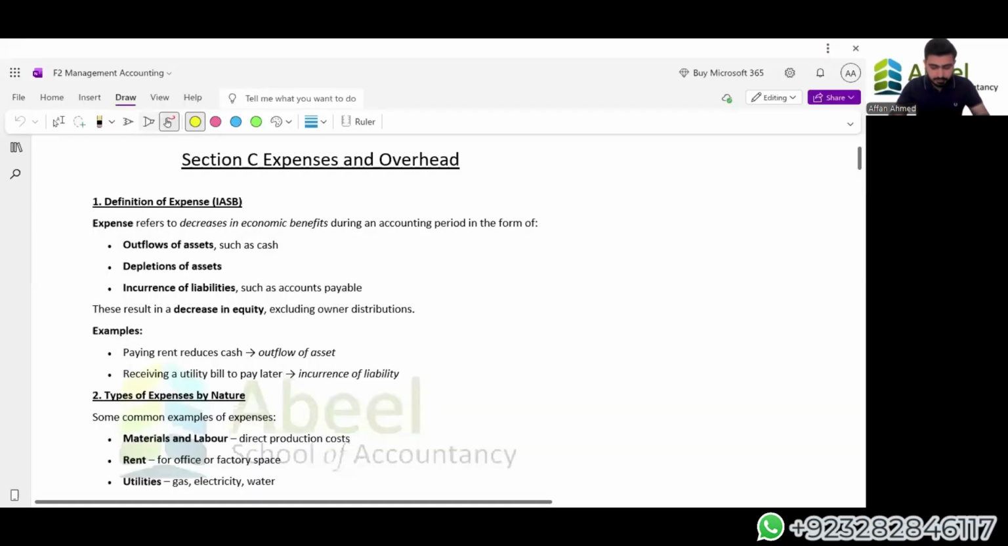Today we are going to begin with our section C, that is expenses and overheads. Now in expenses and overheads, basically what we're trying to discuss here is how do we classify our overhead expenses into the products so that we can recover them from the products that we are selling. Obviously, if we are having an expense in the company, our objective will be to recover it from the sold goods, right? So what are the techniques that we can use?